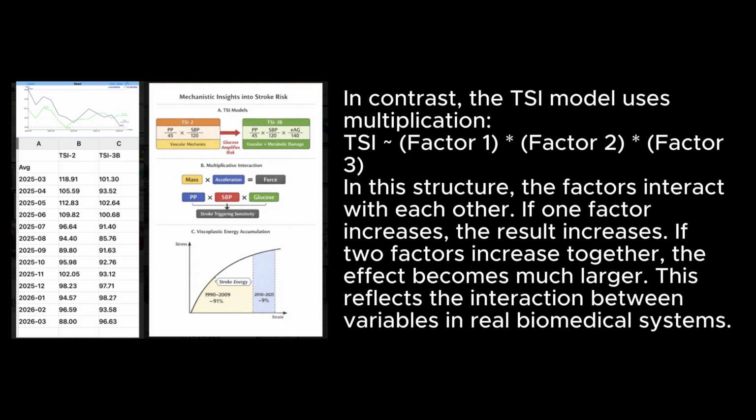In contrast, the TSI model uses multiplication. TSI ~ factor 1 * factor 2 * factor 3. In this structure, the factors interact with each other. If one factor increases, the result increases. If two factors increase together, the effect becomes much larger. This reflects the interaction between variables in real biomedical systems.